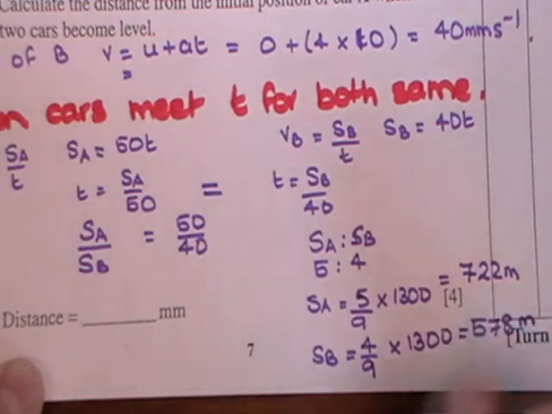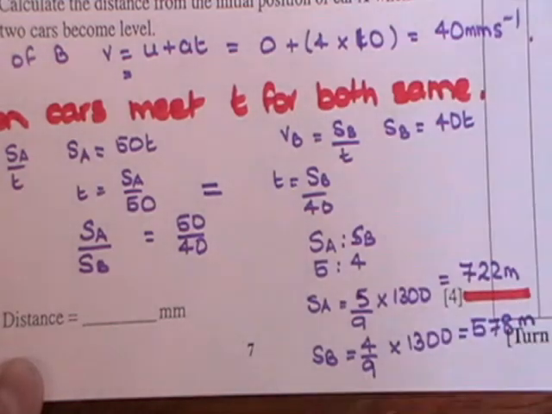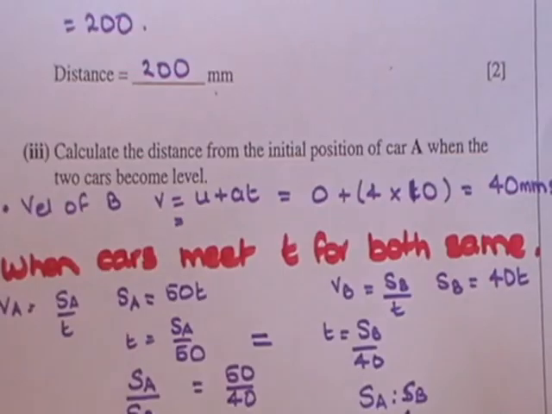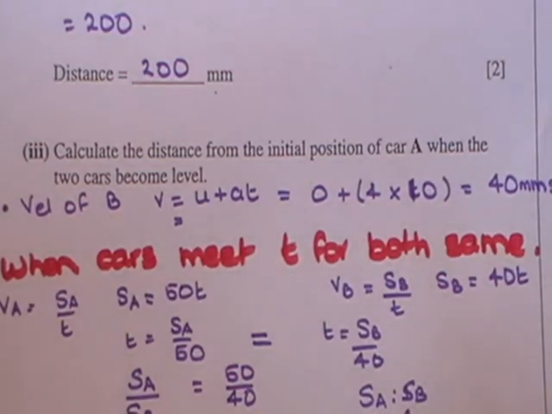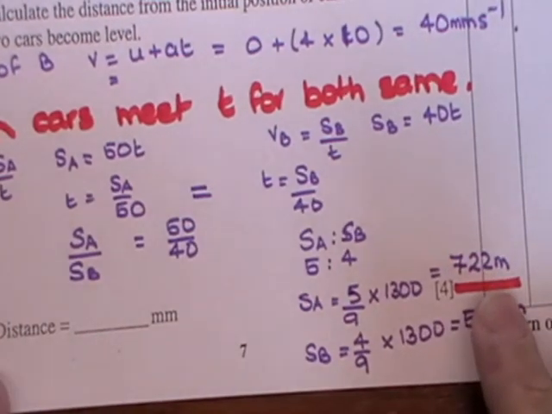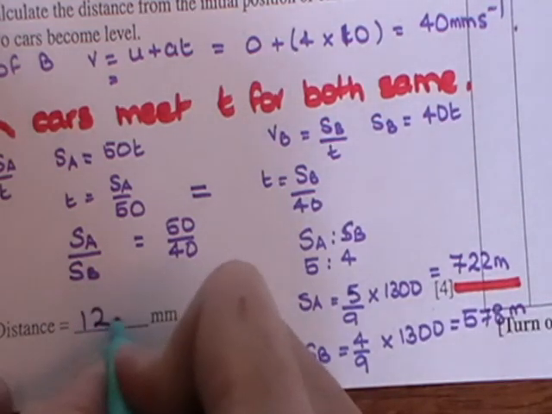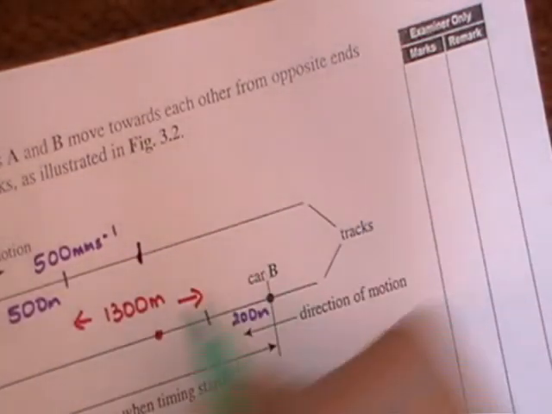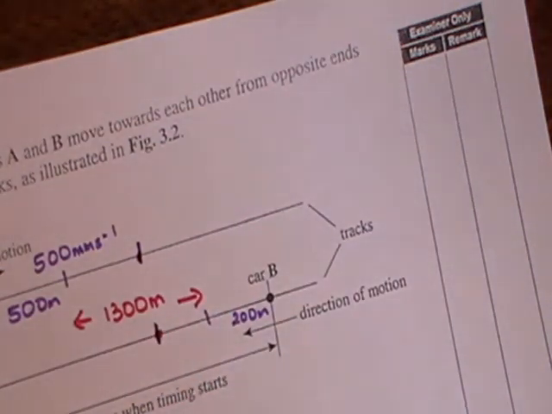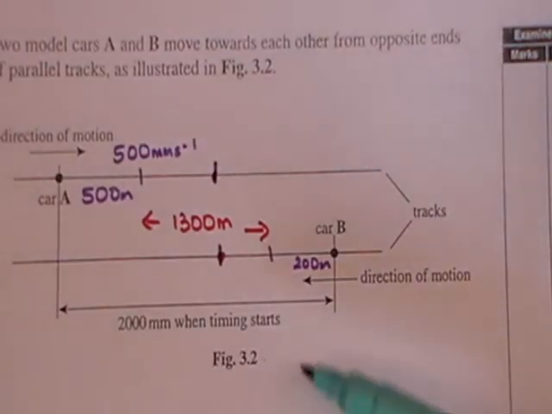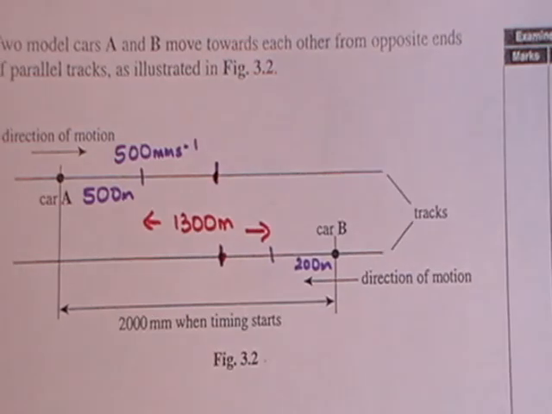But this is a number we're interested in because the question asks you the position of A from the starting point, or what's its position now compared to the starting point. So you have to add that on to the 500 metres that it had travelled in the first 10 seconds of motion. And so 500 and 722 gives you an answer of 1,222 metres. And that's the distance here where the two cars meet. At that stage, car B has travelled 200 plus 578 metres. So that's 778 metres. And that should be right.